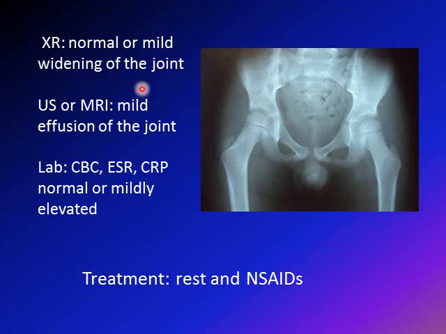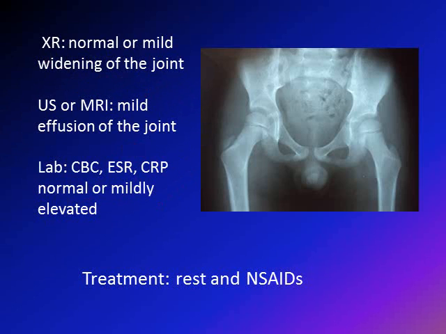So if you see, this is an X-ray of the pelvis of a 6-year-old boy with 2 days history of hip pain. If you look closely, you will find that the distance here between the acetabulum and the medial part of the proximal femur on the left side is slightly larger than on the right side. So this indicates that the left hip has some mild effusion. Also, if you do ultrasound or MRI, you will see the same picture of mild effusion of the affected hip.